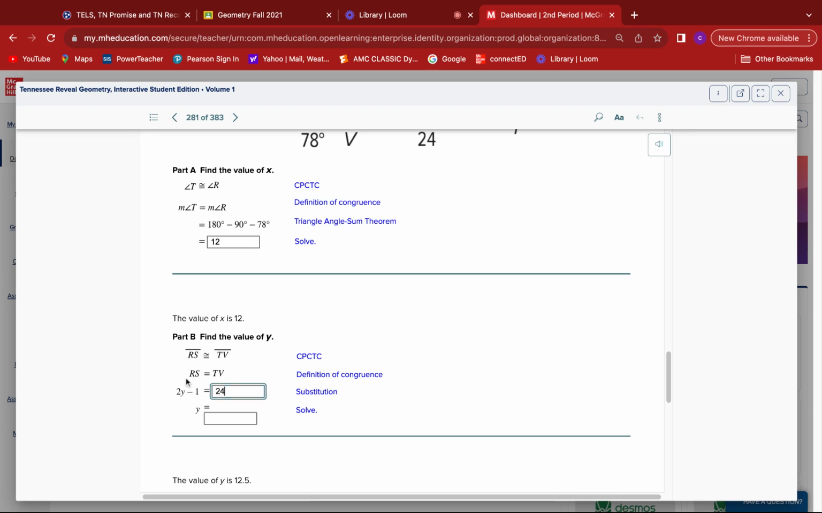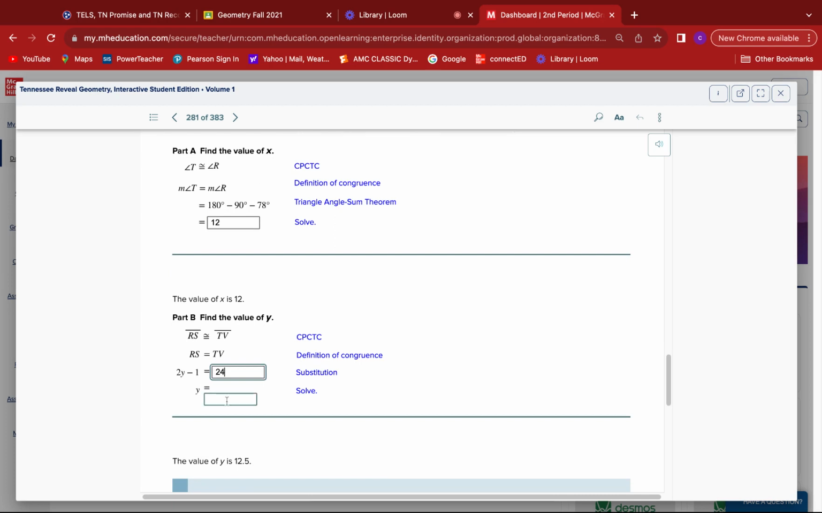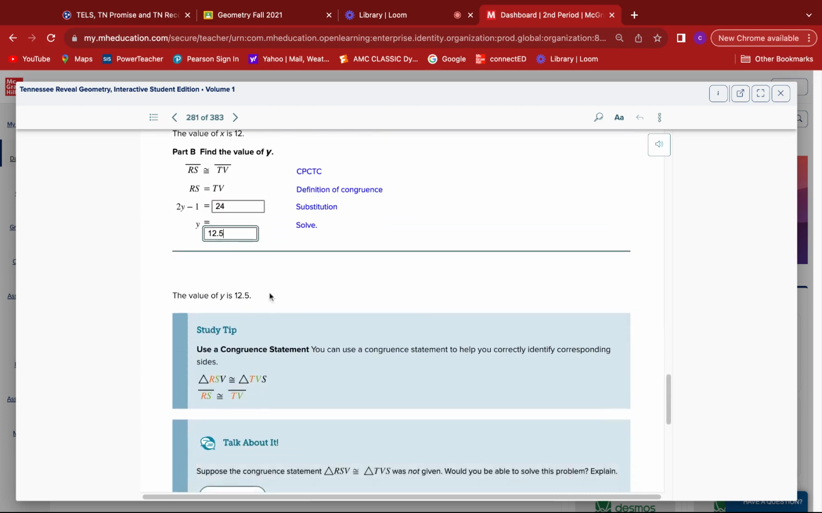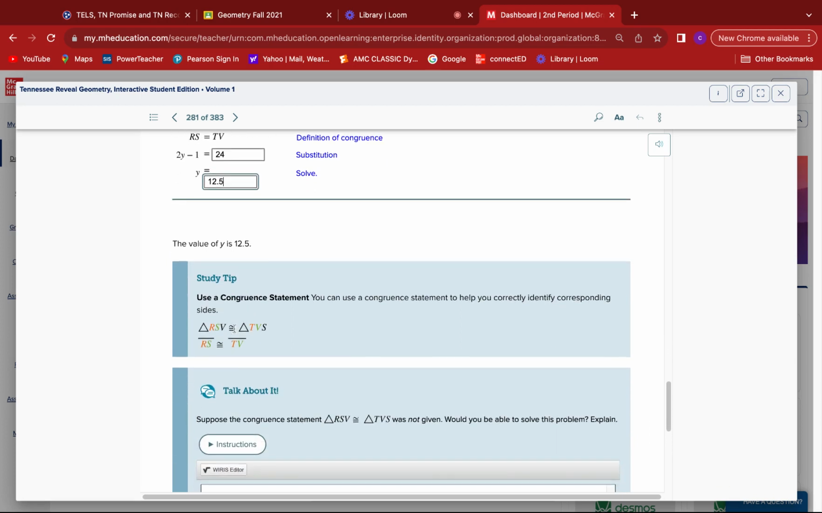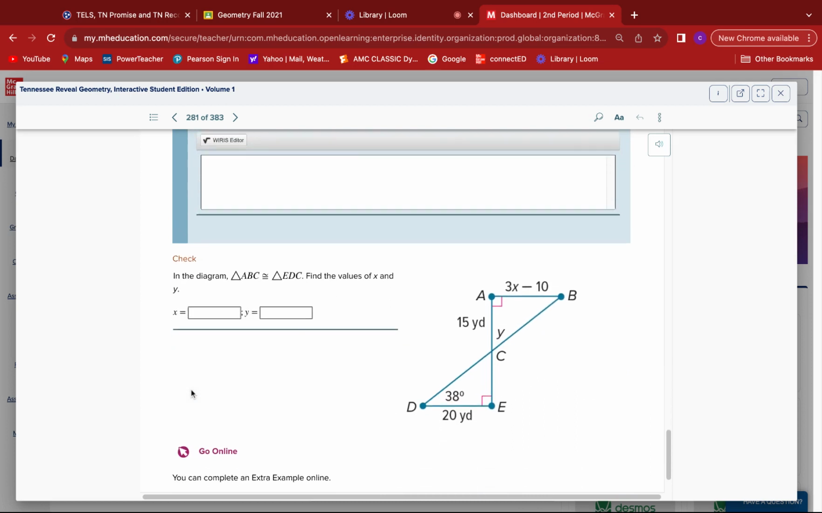Order matters. Add the 1 to the other side, which is 25, divided by 2 is going to be 12.5. Okay, there it is, 12.5. So again, order matters. R matches up to T, S matches up to V, and RS would match up to TV to get your X and Y.